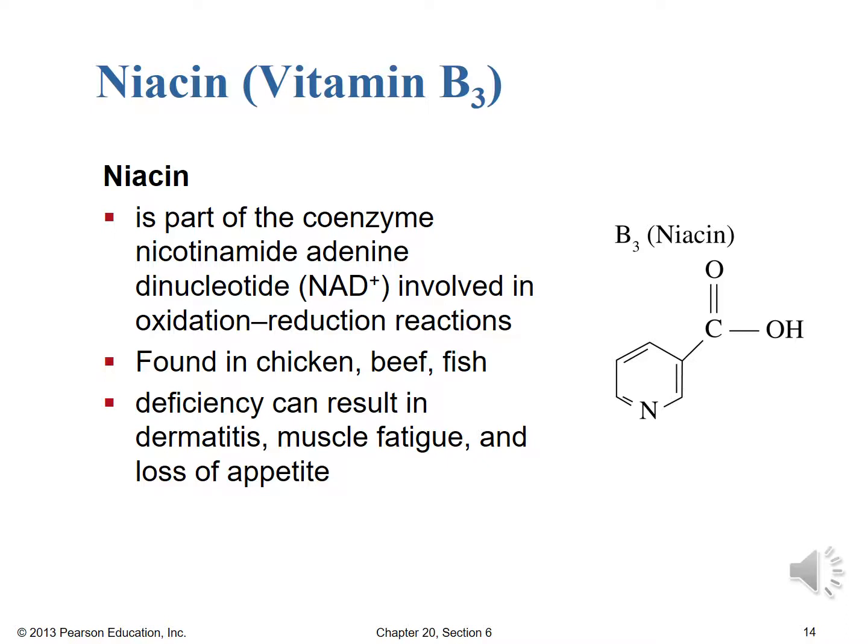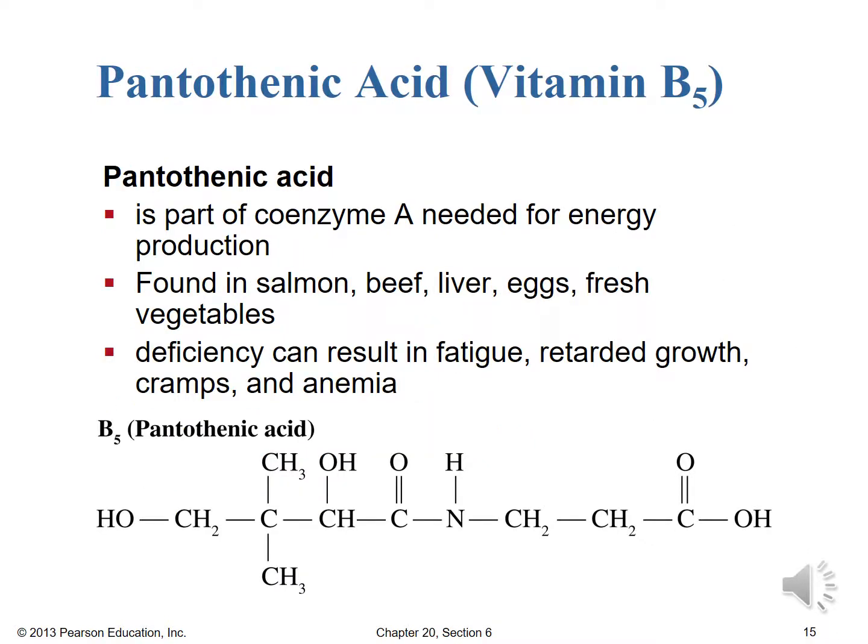Moving on to pantothenic acid, vitamin B5. It's part of coenzyme A needed for energy production, found in, again, lots of animal sources, salmon, beef, liver, eggs, also fresh vegetables for any vegetarians, in particular lacto-ovo vegetarian type individuals who would avoid even the eggs that we've talked about as a good source of a lot of these vitamins.